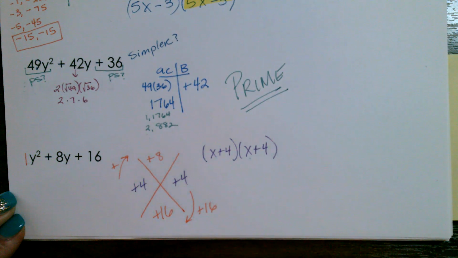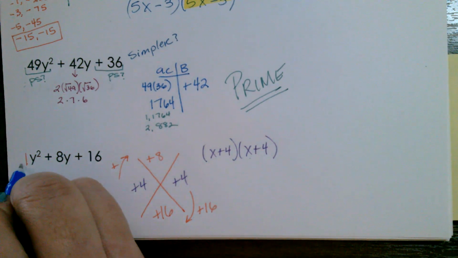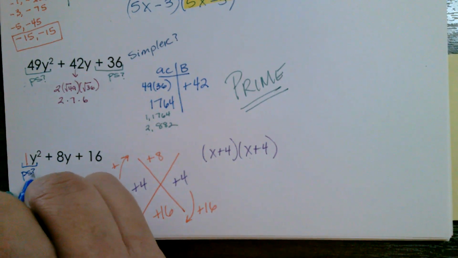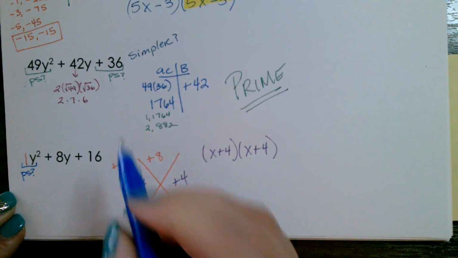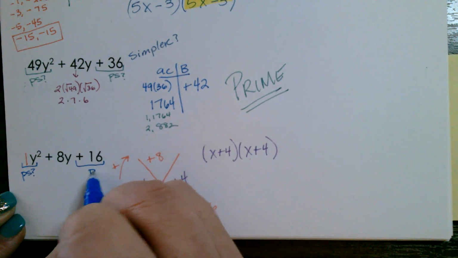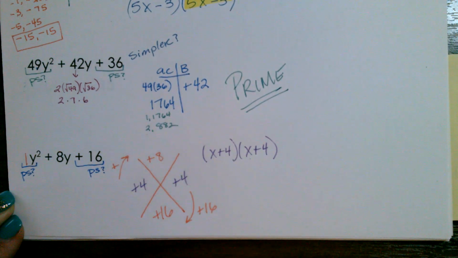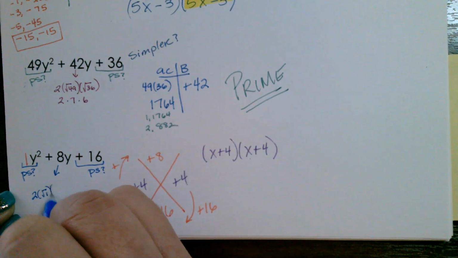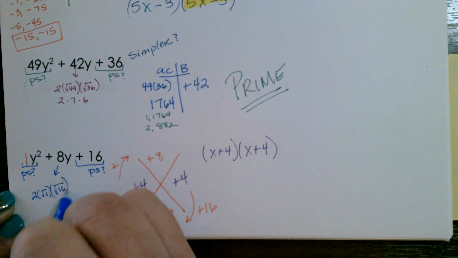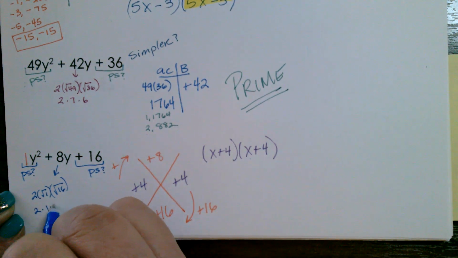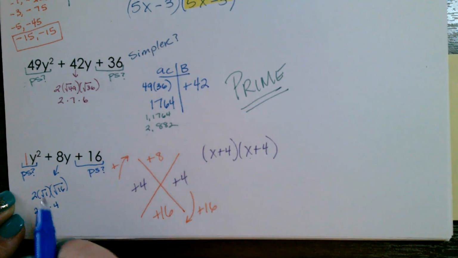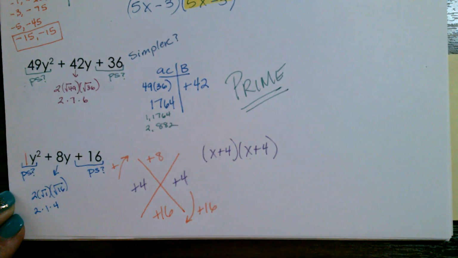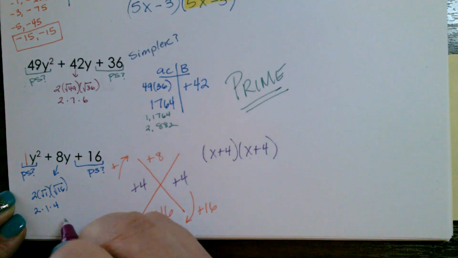Ooh, that looks familiar. I could have said, okay, I see a trinomial. I can't make it simpler. Is this a perfect square? Ooh, yeah, it is. 1 is a perfect square. Is this a perfect square? 16 is. Is 8 2 times the square root of 1 times the square root of 16? 2 times 1 times 4. Oh, it sure is. I could have factored that using the perfect square trinomial.